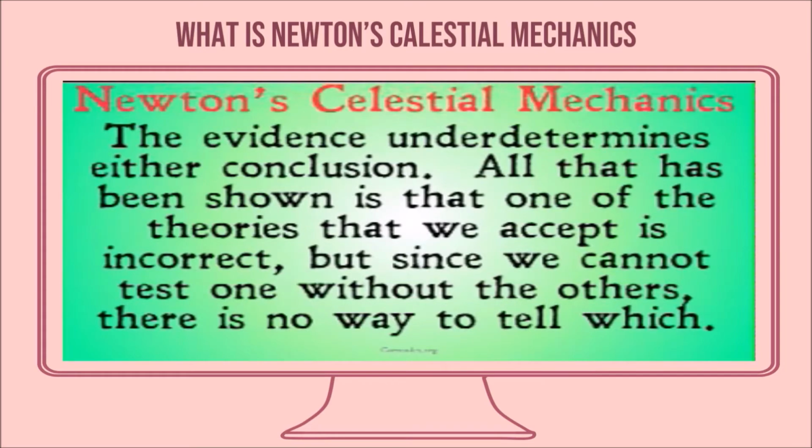Basically, the evidence that we have underdetermines the conclusion. All that has been shown is that one of the theories that we accept is incorrect. But since we can't test one without all of the others, there's no way to tell which theory is incorrect.